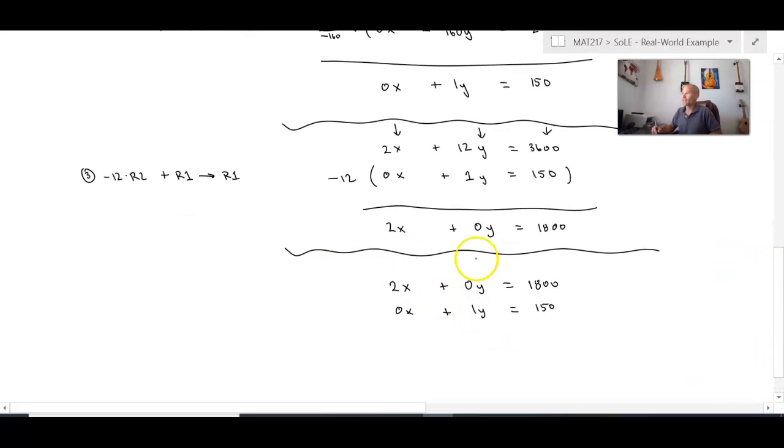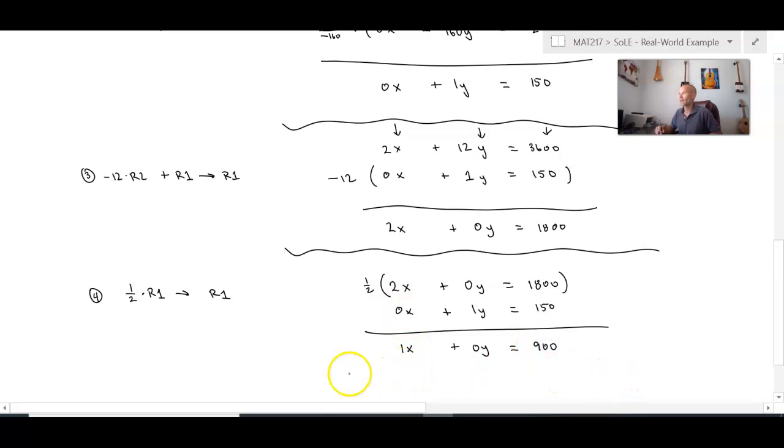And finally, in this last step, I see that I have 2x equals 1800, so all I have to really do is divide by 2. But of course, I'm not going to say divide by 2. I'm going to say let's take 1/2 of row 1. So that's implied division. And we're only going to change row 1. So we're going to take 1/2 of the first equation. Not going to change the second one in any way. 1/2 of 2 is 1. 1/2 of 0 is 0. 1/2 of 1800 is 900.